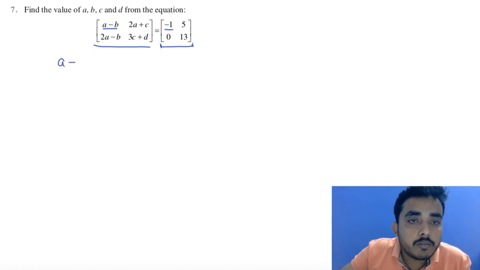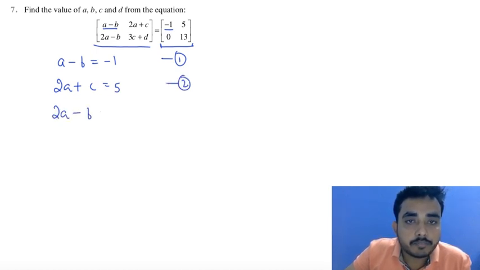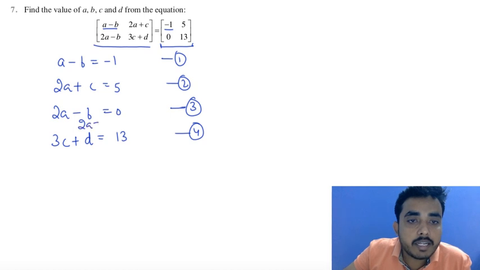So from this, a minus b equals minus 1, equation number 1. 2a plus c equals 5, equation 2. 2a minus b equals 0, equation 3. And 3c plus d equals 13, equation 4. Now from equation number 3 we can say that 2a equals b. From here we see 2a equals b.